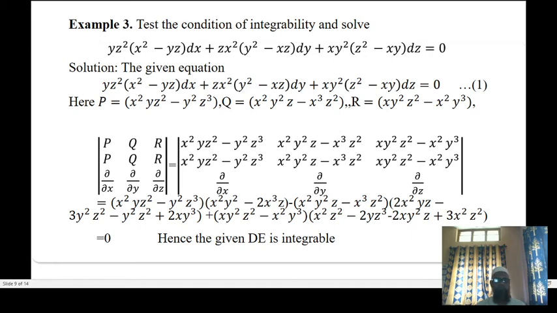So del by del z of x square y square z and this minus x square y square z minus x cube z square, then the bracket 2x square yz minus 3y square minus y square z square plus 2xy cube plus xy square z square minus x square y cube, x square z square minus 2yz cube minus 2xy square z plus 3x square z square. So we can simplify. If you simplify, we get equal to 0. Hence, the given differential equation is integrable.